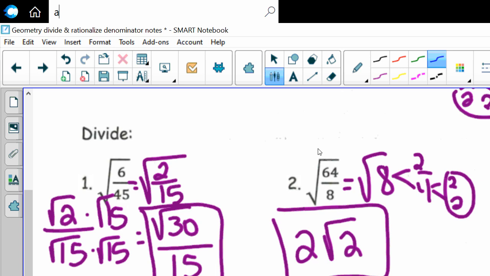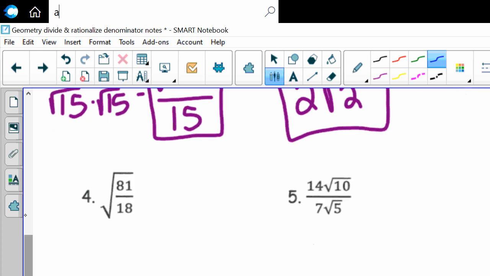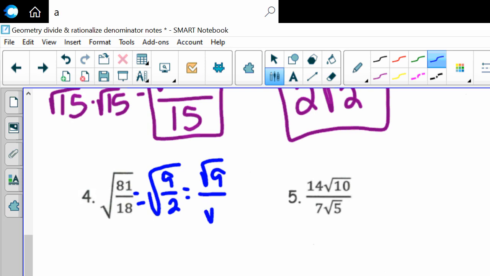We look at number 4, square root of 81 over 18. That's not going to divide and give me a nice whole number, but I know that I can reduce them. They both have a 9 in common, so if I take a 9 out of both of those, I get 9 halves. So I can separate that, the square root of 9 over the square root of 2. On top, the square root of 9, well, I know that's just 3. So I have 3 over the square root of 2.